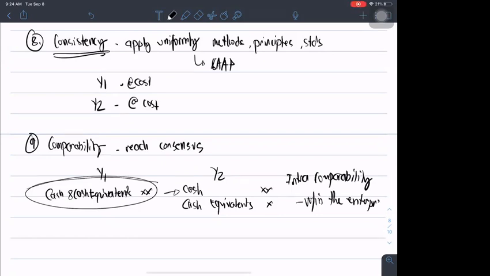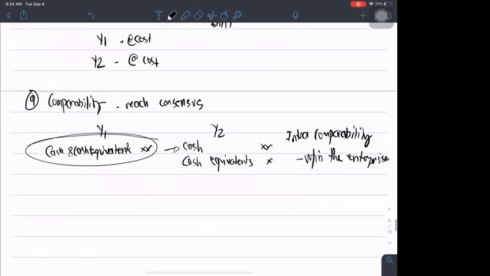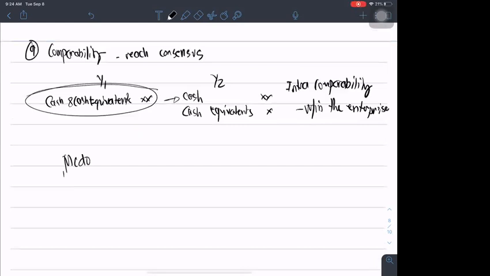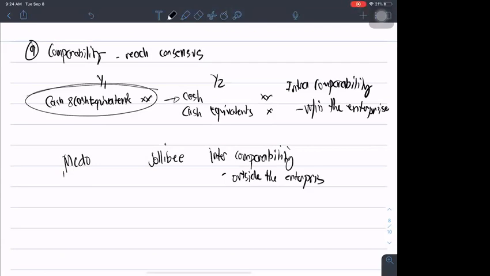How about if ever we have here McDo, we compare it to Jollibee. Okay, McDo and Jollibee, we call this one as your intercomparability. So it is comparability outside the enterprise. So let's say we are McDo, we try to compare our performance to Jollibee, intercomparability. We compare with other entities or external parties.